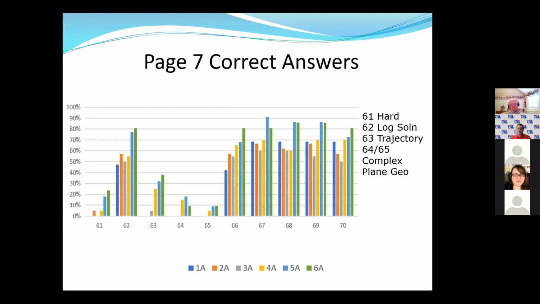Problem 62 is a log solution. It's a very straightforward problem to solve. It's a very straightforward technique. And in fact, some of the calculators may even do the simple calculation directly without having to use the log solution approach. And you see here that students typically work that problem correctly. I'd say we're talking probably 55% of the students got it right.